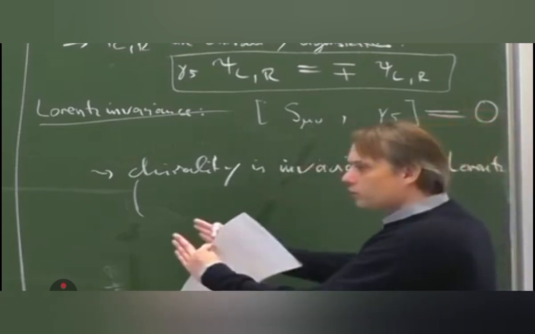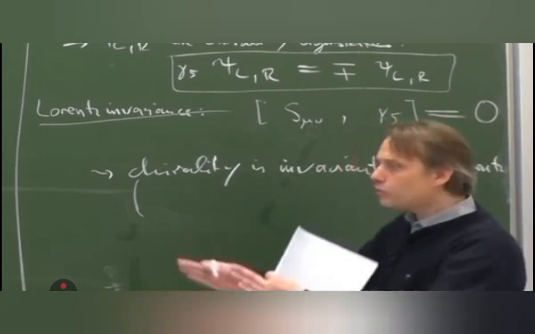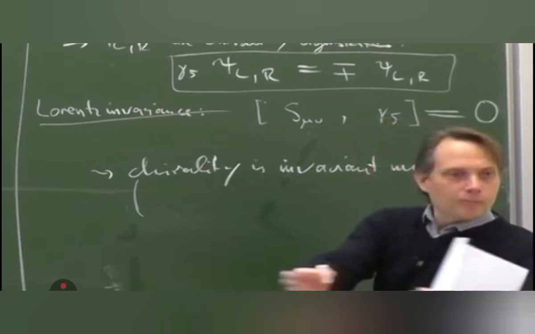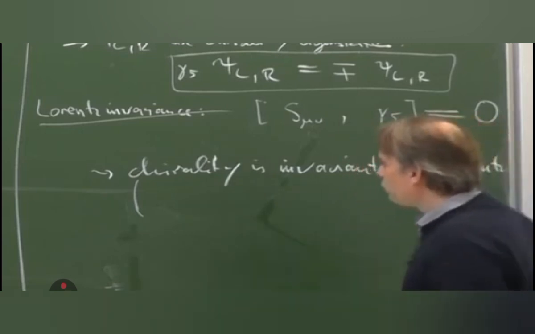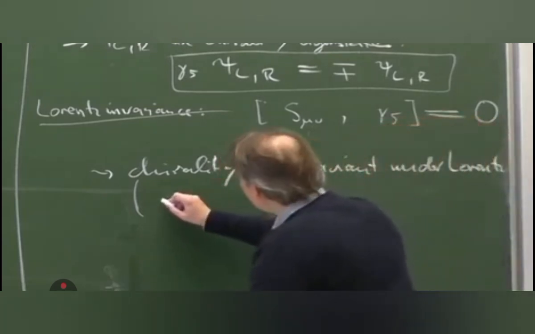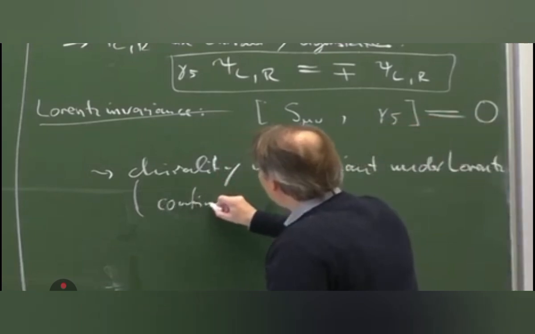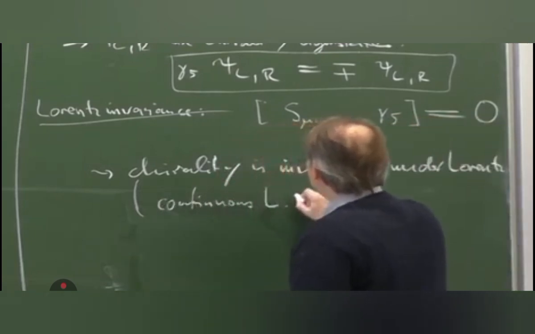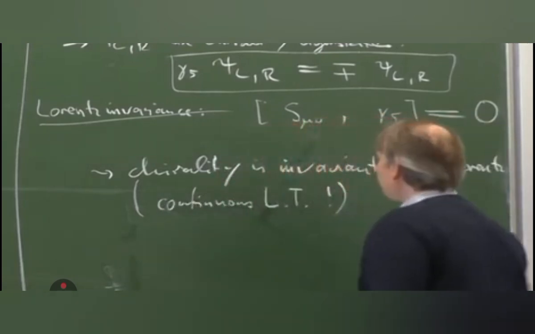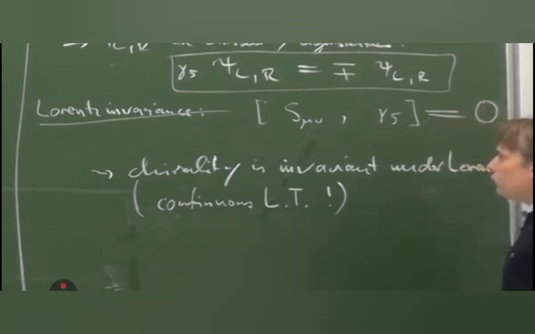Only infinite Lorentz transformations which can be continuously transformed to the identity. Continuous Lorentz transformations. Under those, chirality is invariant.